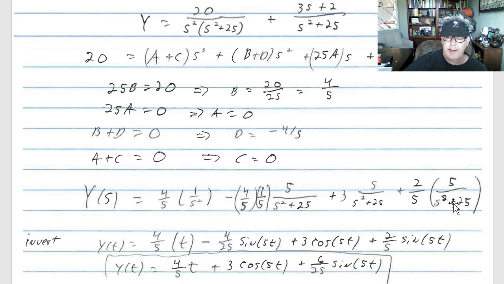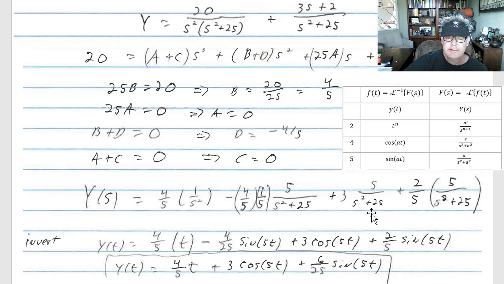Well, I need an a on top, so I put a 5 on top, divide by 5. So this will invert to 2/5 sine of 5t, and this one will invert to a 3 cosine of 5t. The 4/5, if I bring it out, well, I need a 5 on top, so divide by 5. That makes minus 4 over 25 right here, and then this will invert to a sine of 5t. So I have two sines, and I'll combine them. Well, I did it right there. And then the 1 over s squared converts to just a t. So I get 4/5 t.